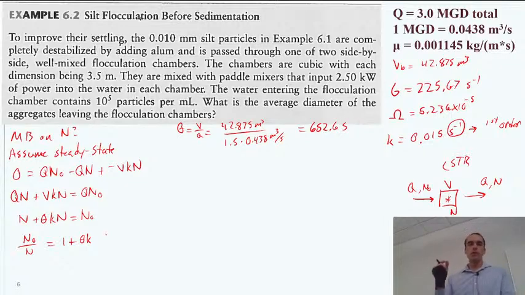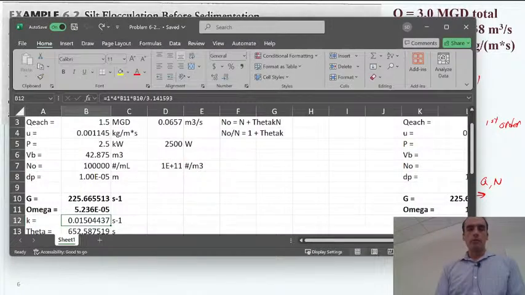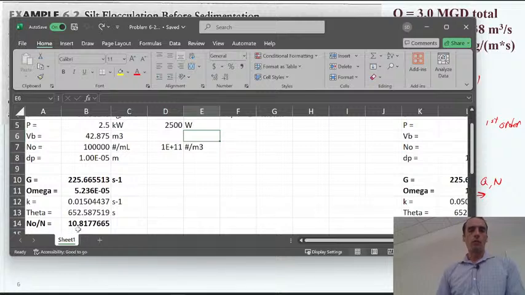Okay, from here, now we can solve for n naught over n. And remember, what I said is this is saying we have this number of the original particles in each one of our aggregates. So this number will tell us how many times the volume has multiplied. And from there, we can finally solve for the answer to our question: what's the average diameter now? Let me come back to my Excel sheet, and we'll see that n naught over n, when we plug that in, should be 10.82.